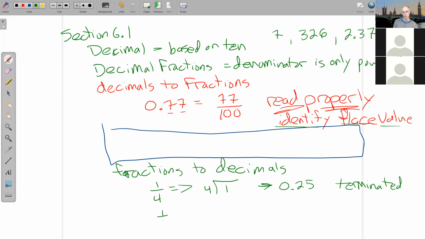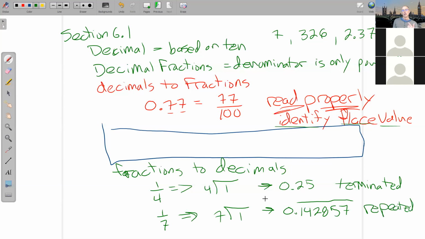But they don't always. Like 1/7 means take 7 into 1, and whether I do it on a calculator or by hand, I have to find the pattern. And it turns out long division finds the pattern better than a calculator does. This one repeated. Back here, when we looked at turning decimals into fractions, I only looked at ones that terminated.